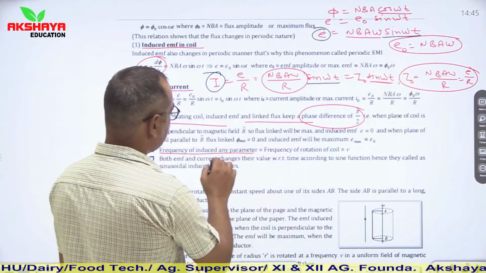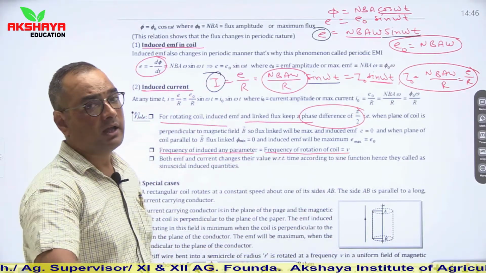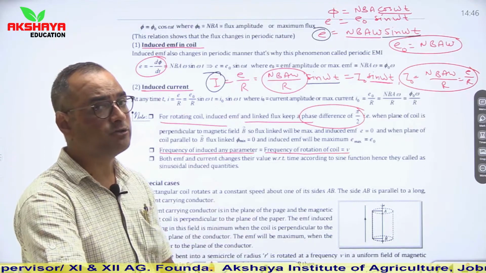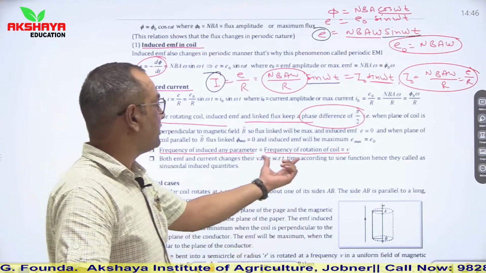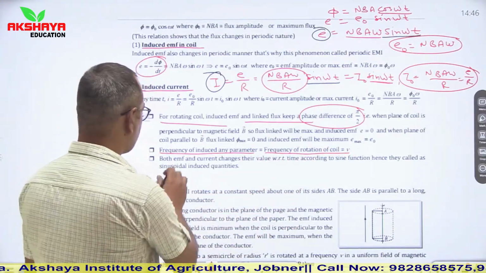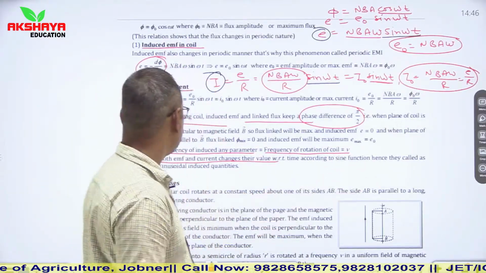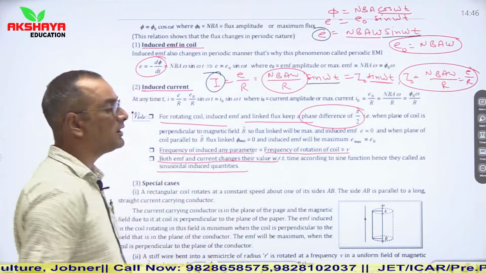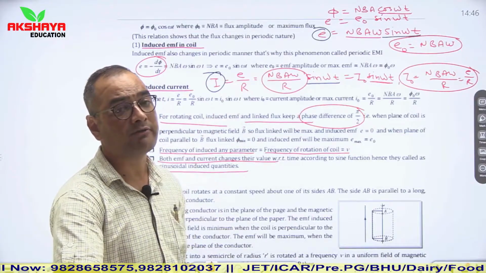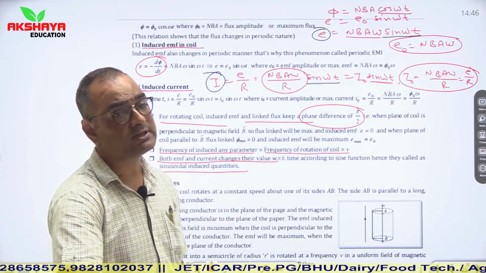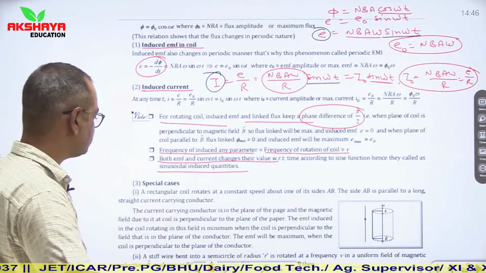Frequency of any induced parameter is equal to the frequency of rotation of the coil. It means that for any parameter, either induced current or induced EMF, in each case the frequency is similar to the frequency of rotation of the coil. Both EMF and current change their value with respect to time according to a sine function. Hence they are called sinusoidal induced quantities. So we can clearly see that current and EMF are both periodic functions, or sine functions, and these are sinusoidal induced quantities.